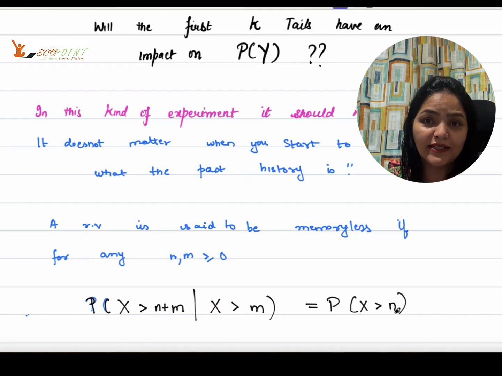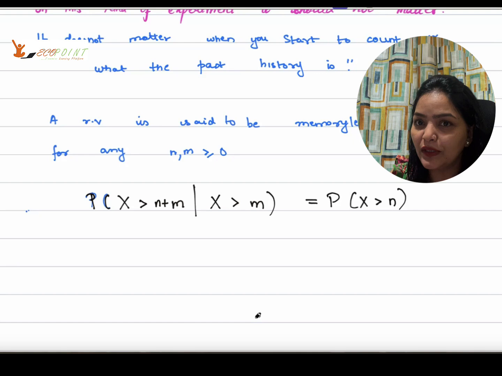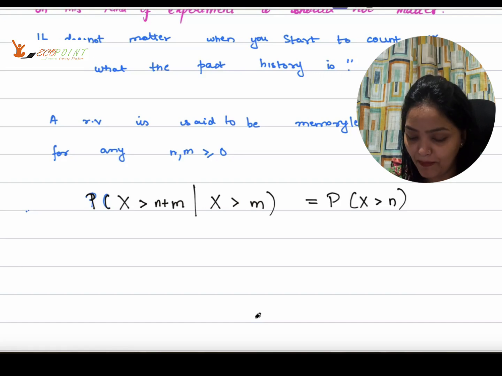It doesn't matter what has happened. It doesn't matter how many tails you already had. So suppose you've had m trials already and you know that all of them were tails. What is the probability that you will take n more trials in order to get your first head? This is what it will be equal to: basically the probability that X, the number of flips of the coin in order to get the first head, is greater than n, because the past does not matter.